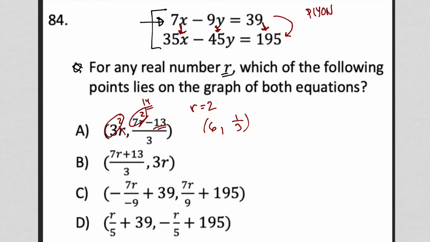If you want to do it mathematically, what you would see is you can plug this x value and y value into the first equation by saying that 7x, or instead 7 times 6, minus 9y, or instead 9 times 1/3, equals 39. And if this statement ends up being true, that confirms that choice A is correct. So 7 times 6 is 42. 9 times 1/3 is 3. And in fact, 42 minus 3 is 39. So our answer is choice A.